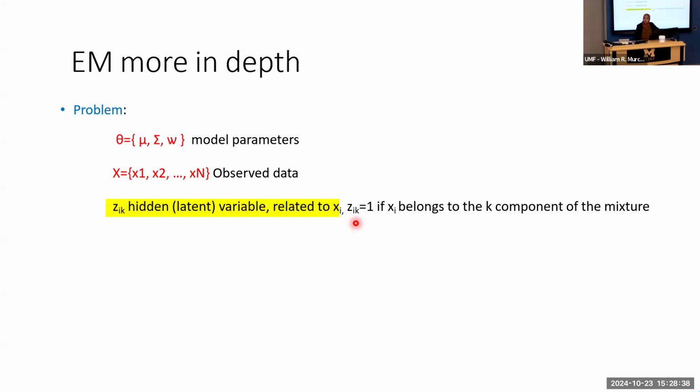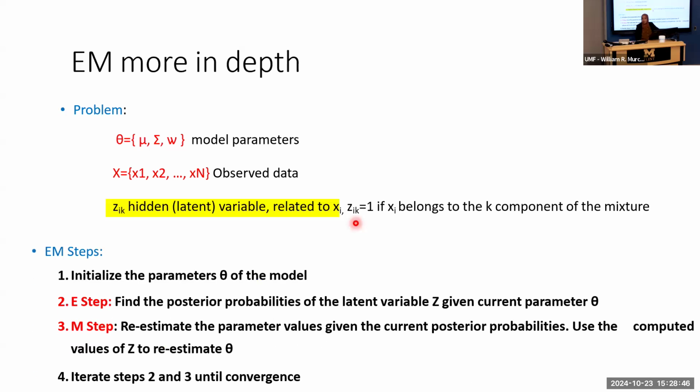The k-means algorithm is how many steps? Simple, it's a 4-step algorithm. So it's also similar. Here we have a 4-step algorithm. The first step is to initialize the theta parameters of the model. The second step is the expectation step, the E step, to find the posterior probabilities of the latent variable z given the current parameter theta. And next I'm going to maximize. It's the maximization step, the M step, to re-estimate the parameter values given the current posterior probabilities that I found in the previous step. So here I use this to compute the value of z and re-estimate theta. So I keep iterating steps 2 and 3 until convergence.